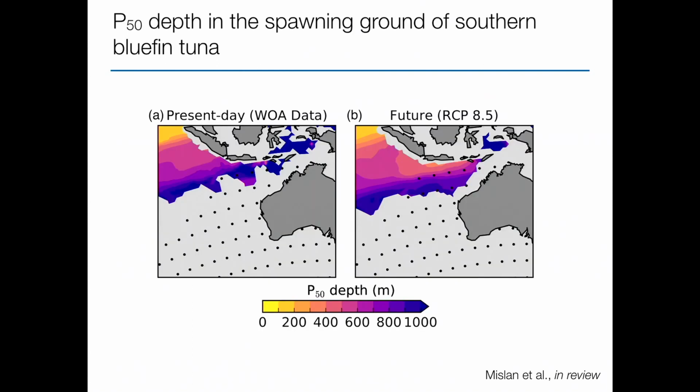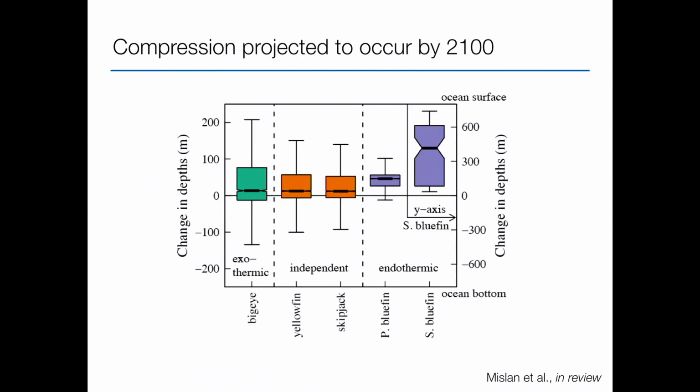And so looking at the spawning ground specifically of the southern bluefin tuna, the stippling is the habitat area again, and this is showing the present day with the World Ocean Atlas data. So the P50 depths are quite deep, and there's a very small bit of overlap here, but moving into the future, there's going to be a lot more overlap. And then also the P50 depths are getting a lot shallower, which is what's causing that change in this plot here that is being shown.